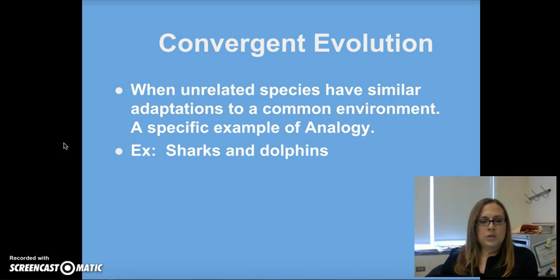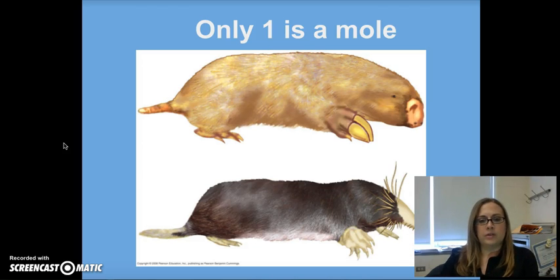Convergent evolution is when you have unrelated species with similar adaptations to a common environment. So this is a very specific example of analogy. Here we could look at sharks and dolphins. Just looking at sharks and dolphins, morphologically, they look very similar. But we know that dolphins are mammals and sharks are not. So they have very similar adaptations in some cases because they live in a common environment.